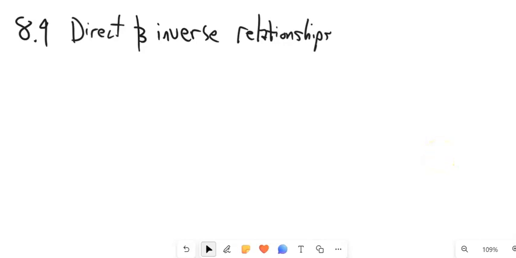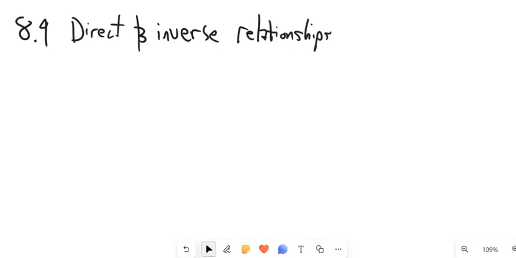This is Math99, and we are taking a peek at section 8.9. This section is out of the elementary algebra book, so make sure that you're looking at that book when you read the lecture or do the practice problems. So we're going to talk about direct and inverse relationships, two different ways to relate.